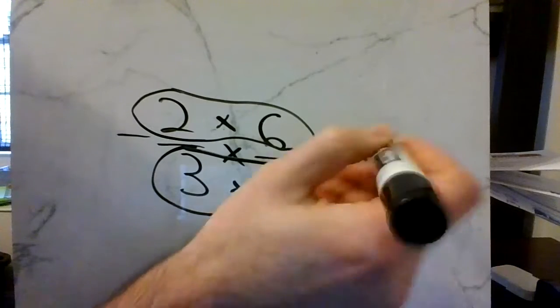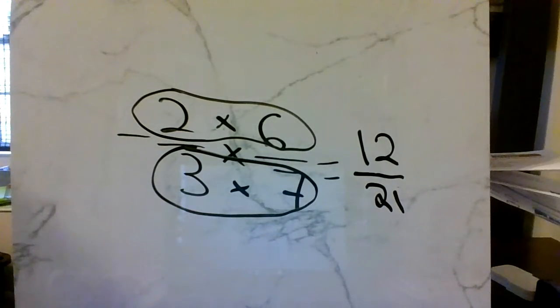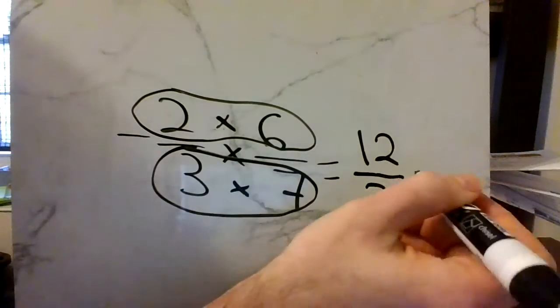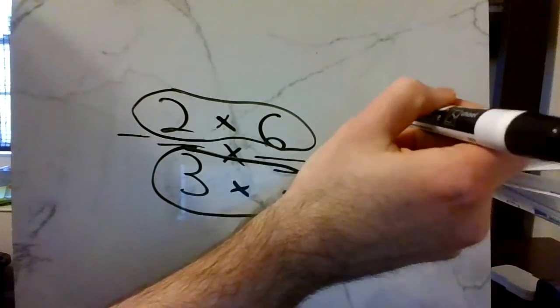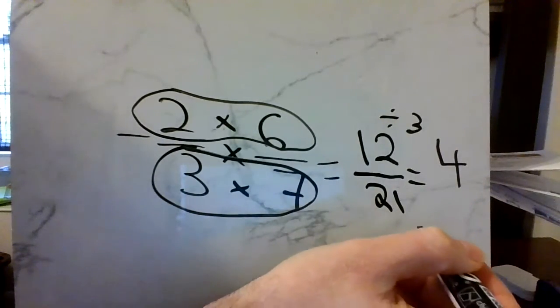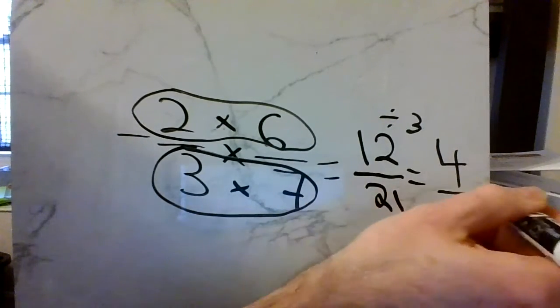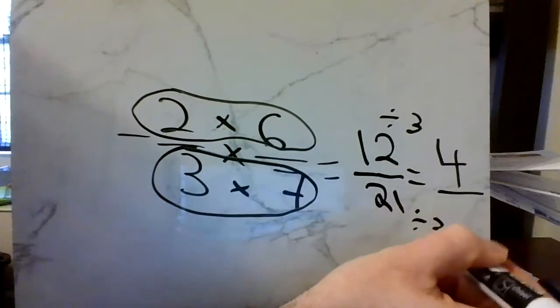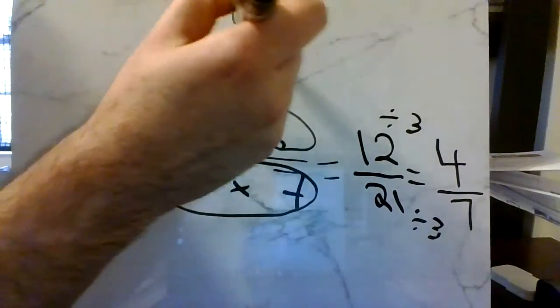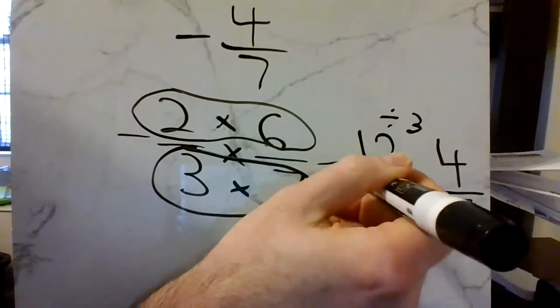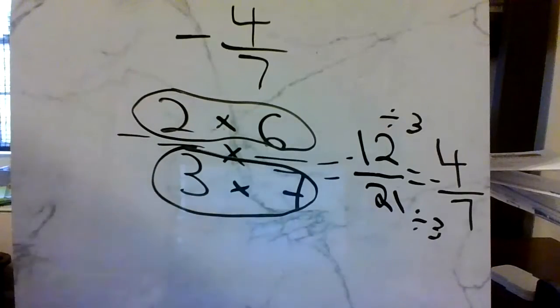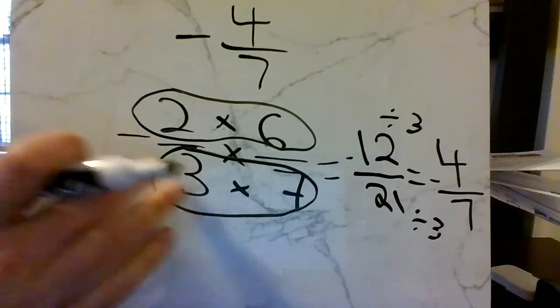Now, you can leave it like this, but you may have to simplify it. What number goes into both 12 and 21 besides 1? Well, 3 does. 3 goes into 12 4 times. So we divide by 3 because that's the common factor there. And 21 divided by 3 is 7. So the answer here is negative 4 over 7, because the one negative I multiplied was negative.